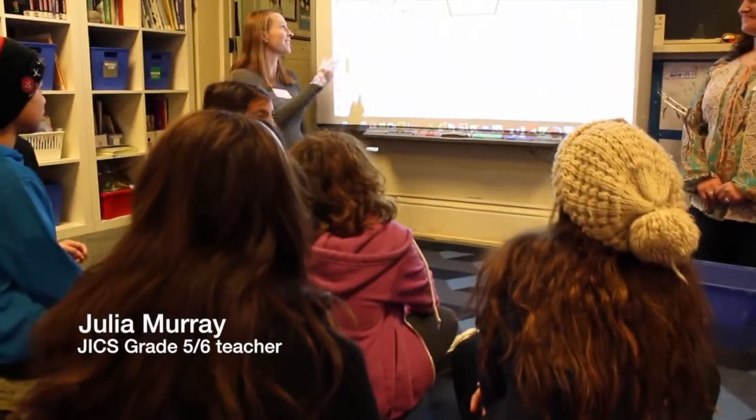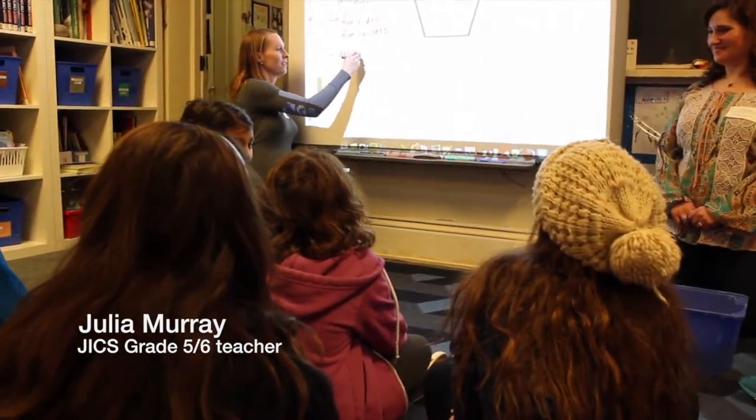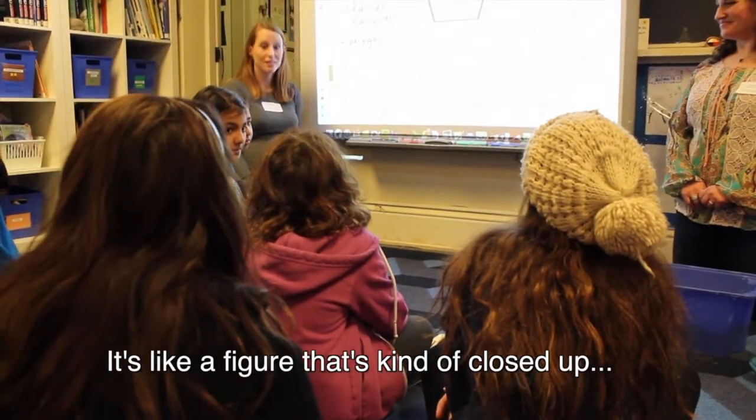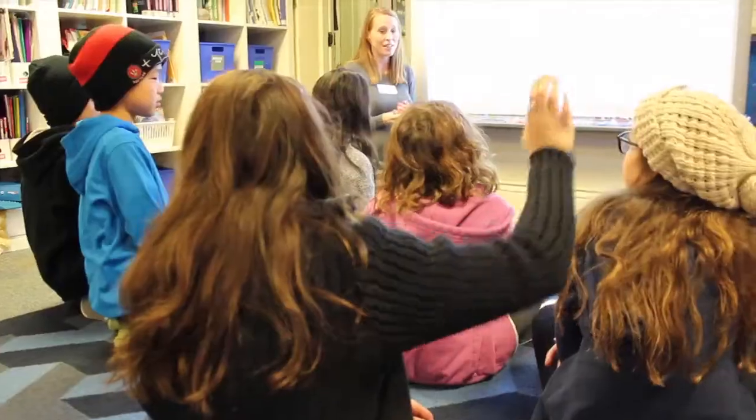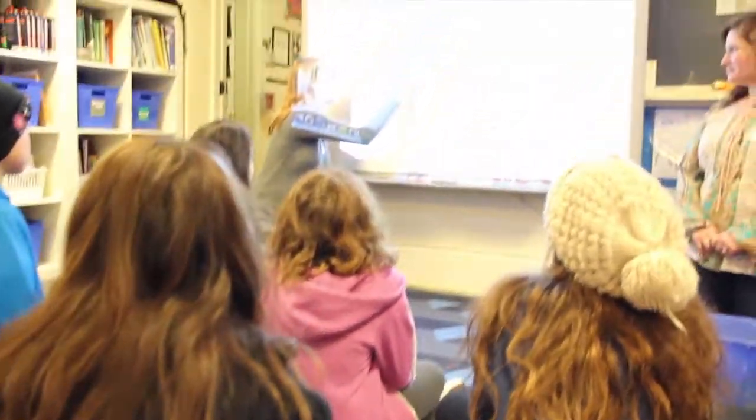It is a polygon. Could you tell us what a polygon is? That's a little harder. Like a figure that's kind of closed up. Yeah, the sides have to be straight, so it can't be a circle. Yeah, close.